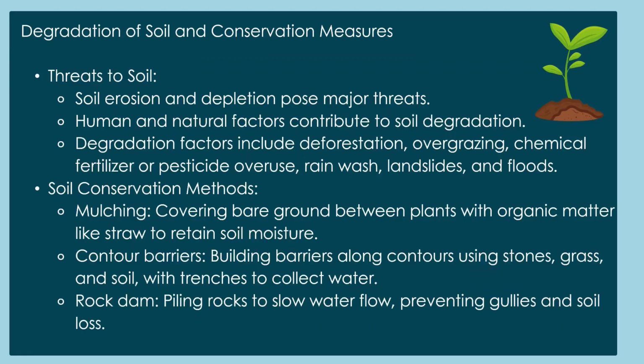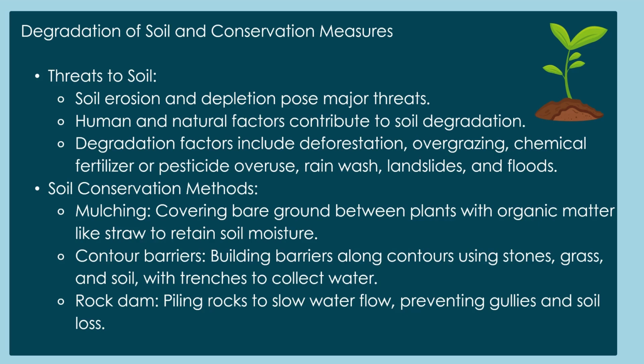Degradation of soil and conservation measures. The first one is threats to soil. Soil erosion and depletion pose major threats. Human and natural factors contribute to soil degradation. Degradation factors include deforestation, overgrazing, chemical fertilizer and pesticide overuse, rainwash, landslides and floods.